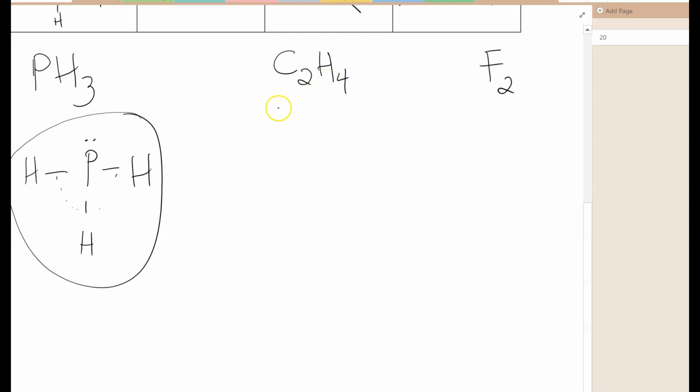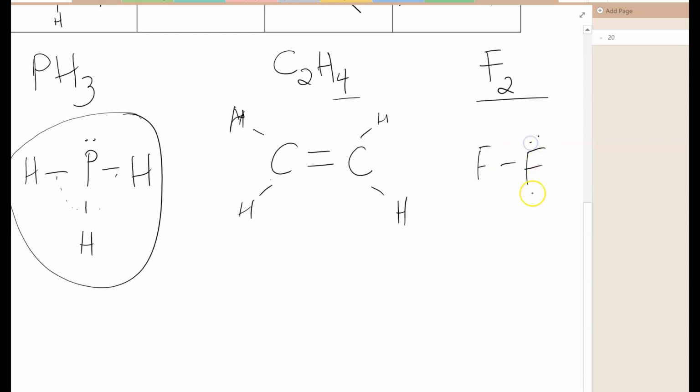Let's look at C2H4. So think about 2 carbons, and since you have only 4 hydrogens, that's what that looks like. What if you just had something as simple as a diatomic molecule of fluorine? Fluorine really just wants to make 1 bond, and then it's going to have 6 electrons that are not bonded in anything.